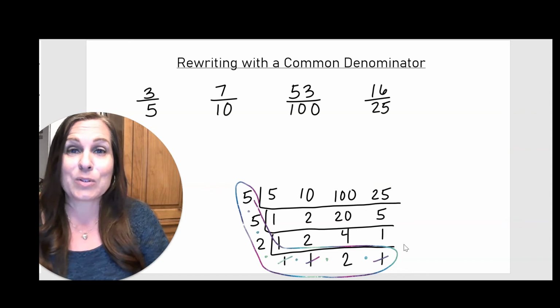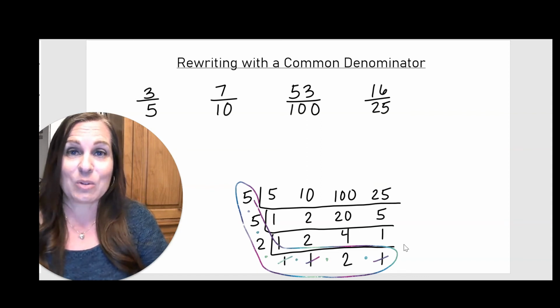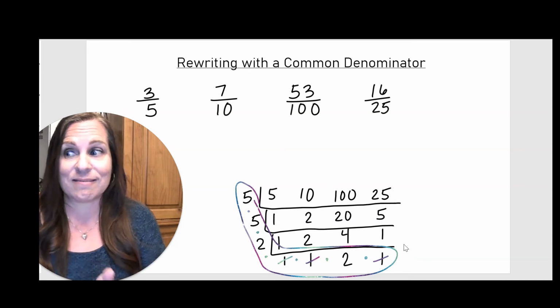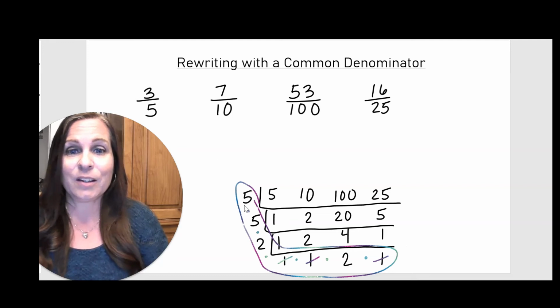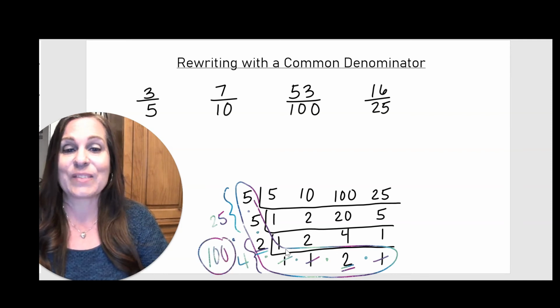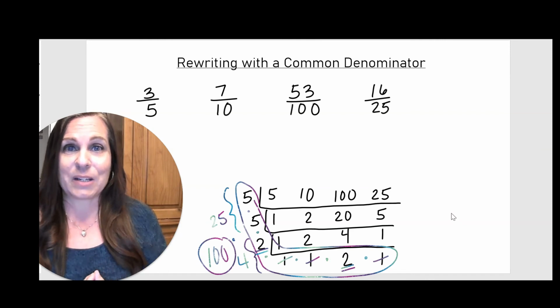1 is the multiplicative identity, which means that when you start with a number and you multiply by 1, it equals that number that you started with. So I'm going to multiply 5 and 5 to get 25. And then I can multiply this 2 and this 2 to get 4. And 25 times 4 is 100. So I found my common denominator.